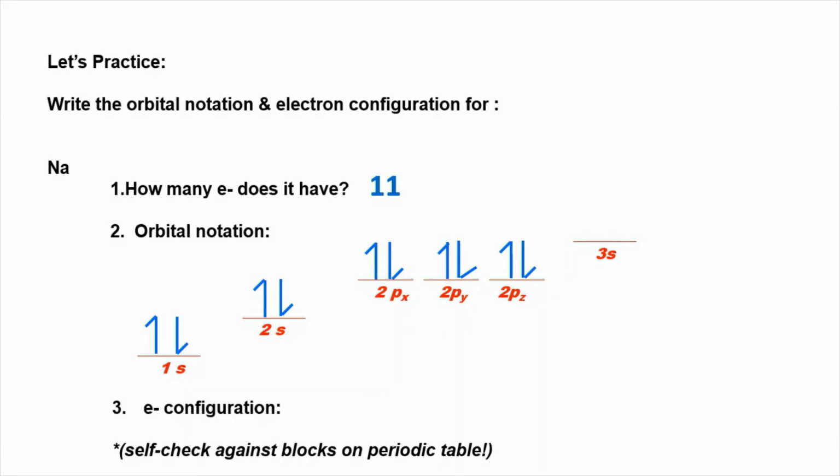Well, if we add those up, we've only put in 10 electrons. We need one more to make 11. That's going to have to go into 3s. So here's our orbital notation where we've shown where all the electrons are.